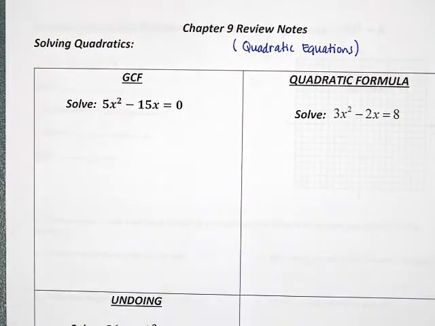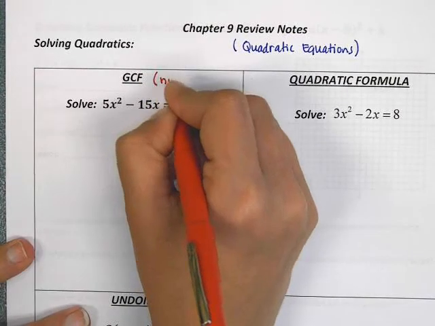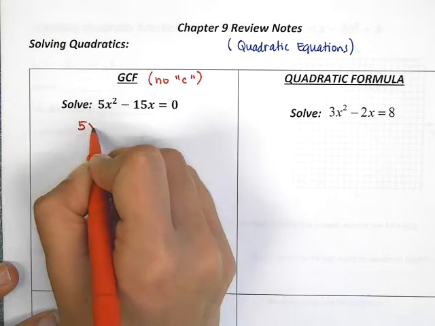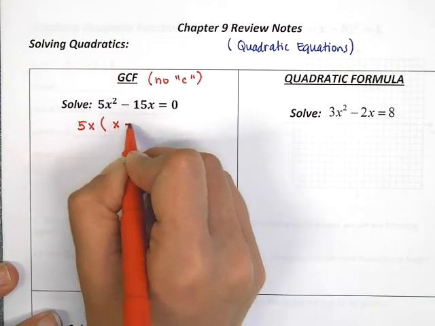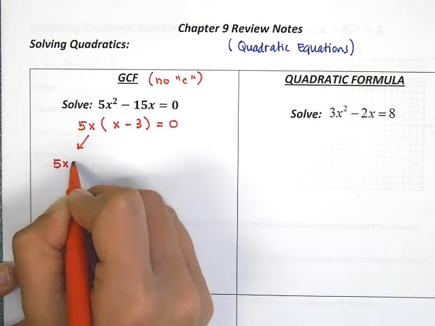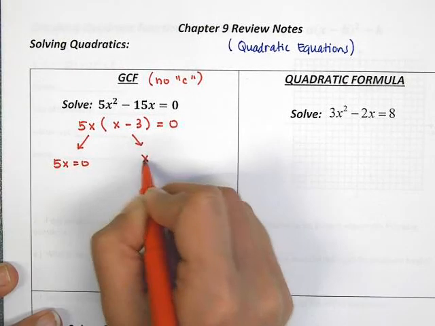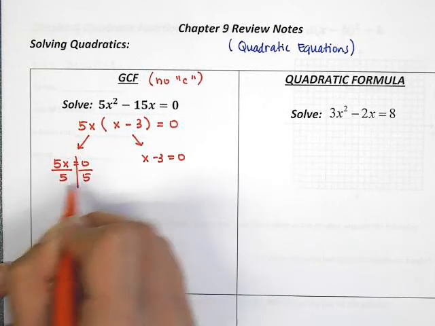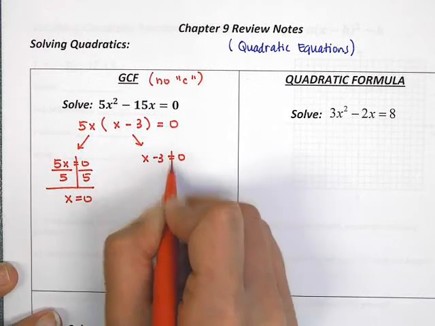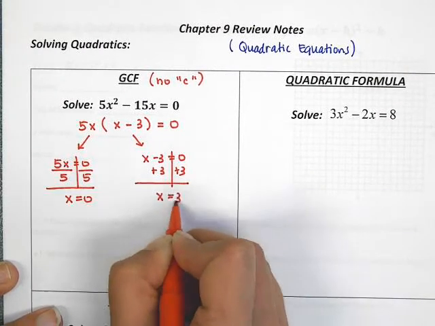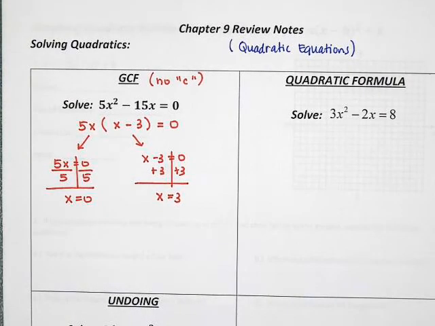So one of our solving methods was you use a GCF, and we do this when there's no C. So the common factor here would be 5x. I would have x minus 3 left equals 0, and I would make separate equations to solve for my two answers. So if I divide by 5, my answer is x equals 0, and if I add 3, my answer is x equals 3.